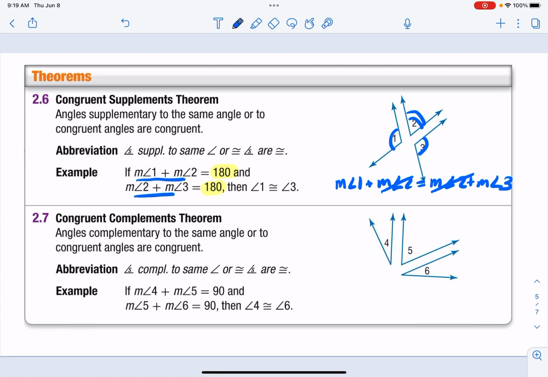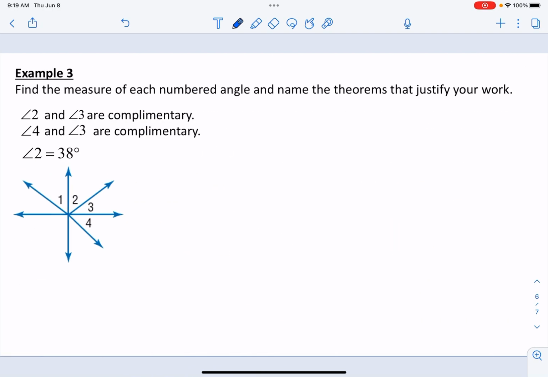Same thing is true for the congruent complements theorem. It's not a hard theorem, but I sometimes find students struggle with it a little bit. We'll see how we do with the next example. Find the measure of each numbered angle and name the theorem that justifies your work.